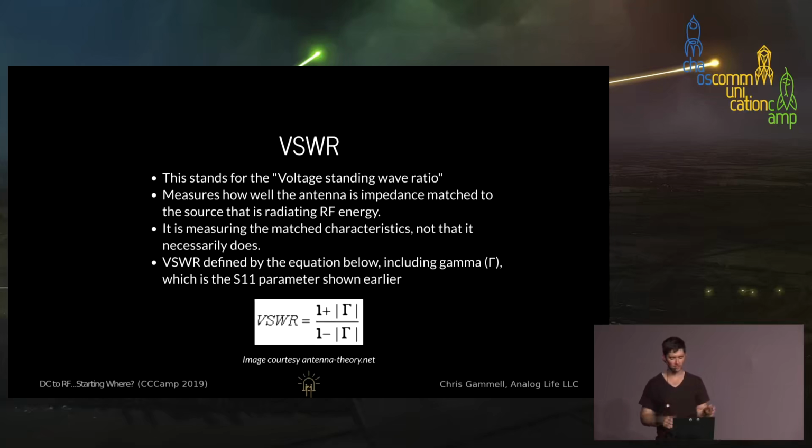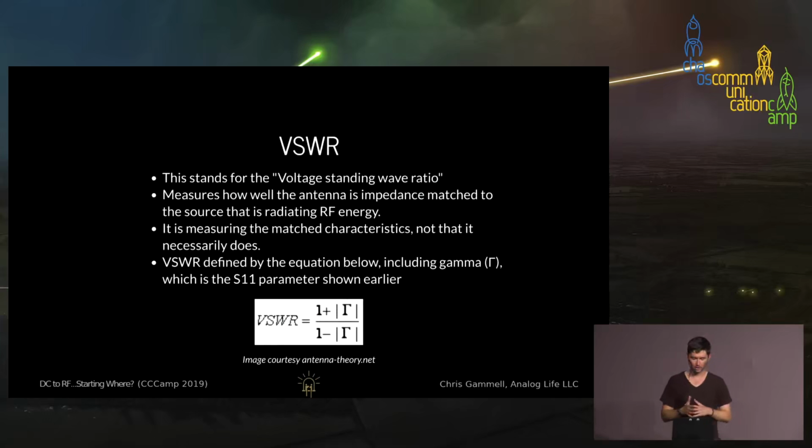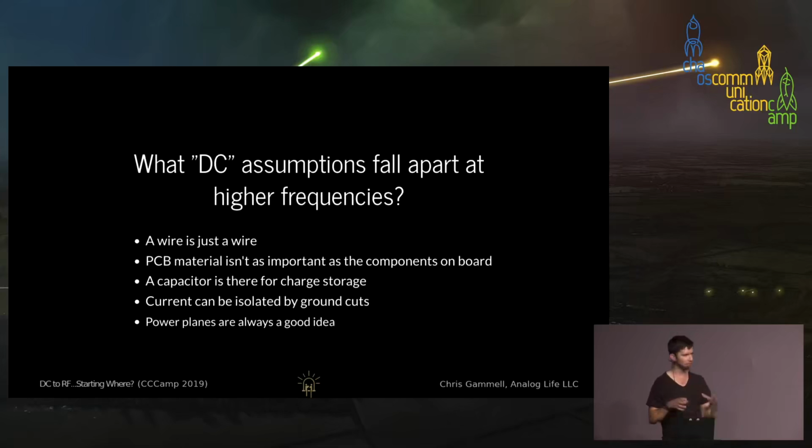But here's an equation here, and you see the gamma that's in that equation. That's that funky-looking R thing in the equation at the bottom. That is the return loss, the last thing we were looking at, and that then plays into VSWR. And it's helping you figure out how well matched it is. So as you get a lower and lower VSWR, you have a better antenna.